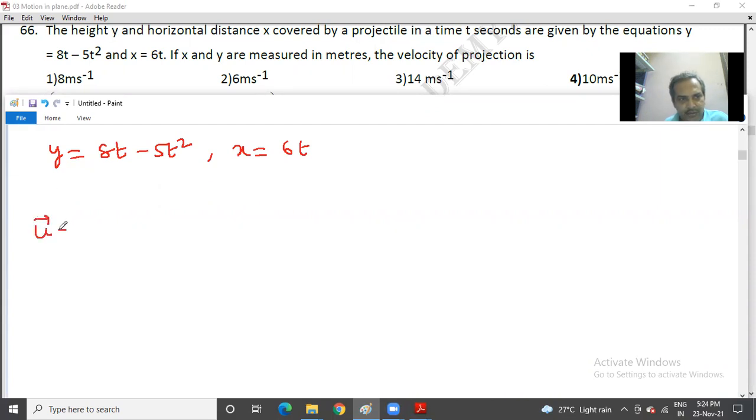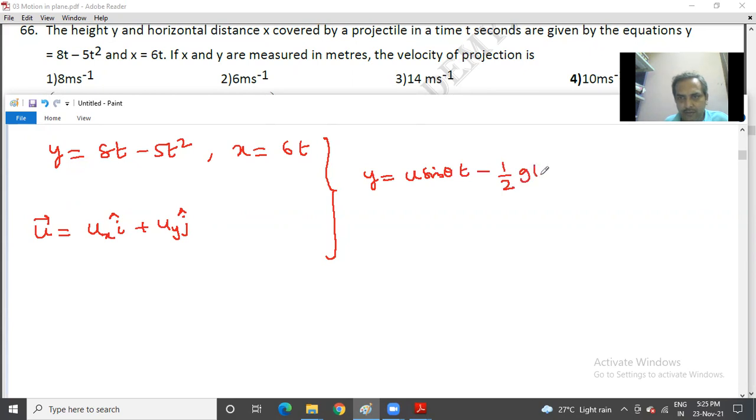First write down initial velocity is falling in the xy plane. So vectorially we have to write ux i cap, uy j cap. Now, from the equation of projectile, you got that y is equal to u sin theta with t minus half gt square. Also you got x is equal to u cos theta into t.